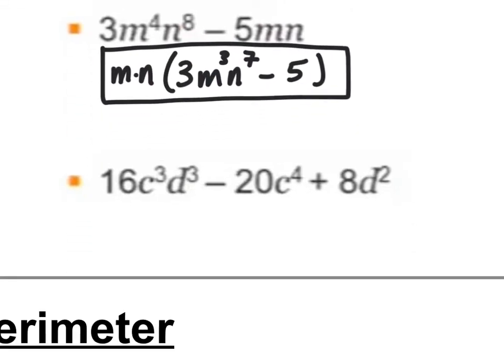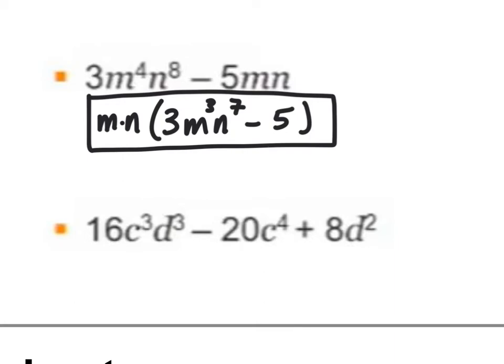Up here, we've got 3 different terms. We've got 16c cubed d cubed minus 20c to the fourth plus 8d squared. Now, what I want you to see here is that in this term I have a c and a d. This term I have a c only, and in this term I have d only. So I can't factor out any variables because I can't factor out a d here, nor can I factor out a c here. So we have to leave it like that.